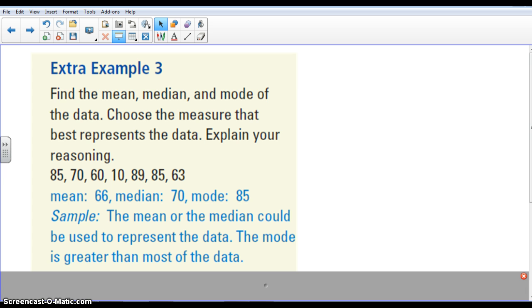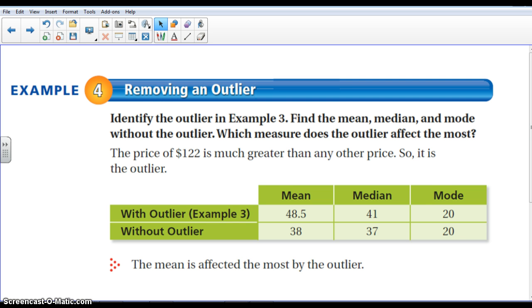Okay, in example 3, there is the on your own. Oh, we did that already. Sorry about that. So we are moving on to example 4.